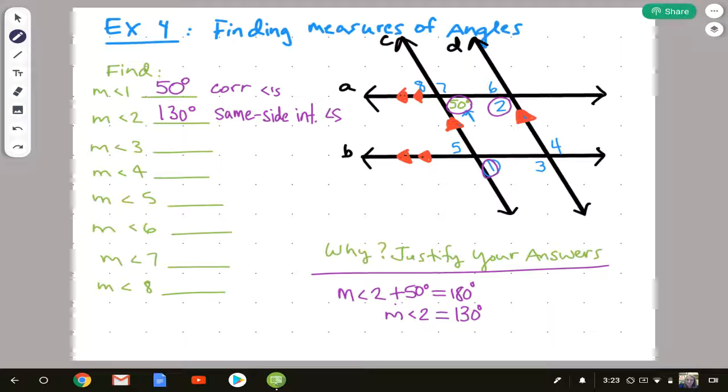Measure of angle 3 is the next one. I'm going to compare that to the measure of angle 2 because those are corresponding angles. They're both below line A or line B, and they're to the left of line D. So those are corresponding. They're in the same position relative to the line D and then the line that they're next to, either A or B. So corresponding angles are the same measure, which means that angle 3 will also be 130 degrees.